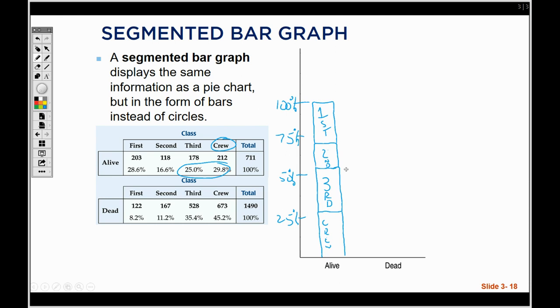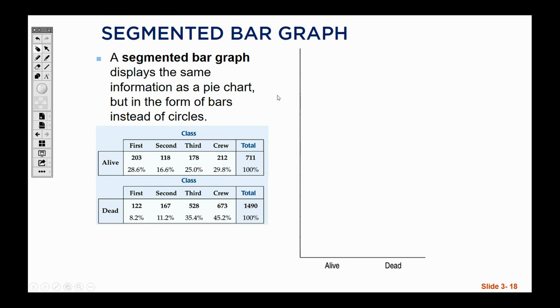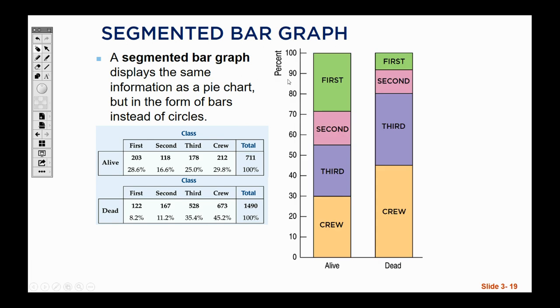Now I'm going to go back to the animation, but I wanted to at least show you how I'm building it as I add together, because the animation doesn't go in steps. And so if we combine those and graph them out of proportions, here we are. Now I can compare apples to apples, crew to crew, alive and dead, third class to third class, second class to second class, first class to first class.